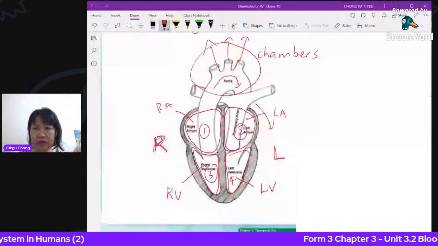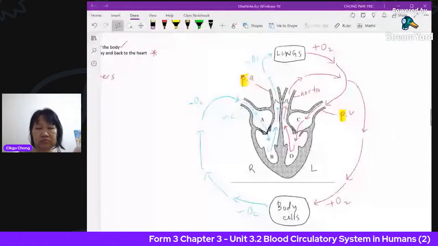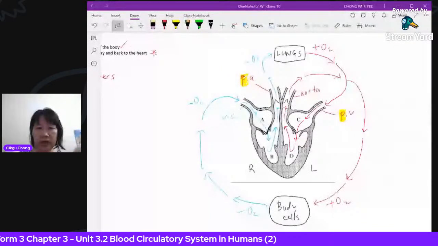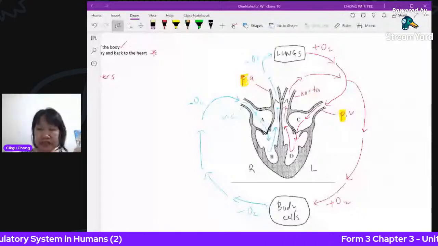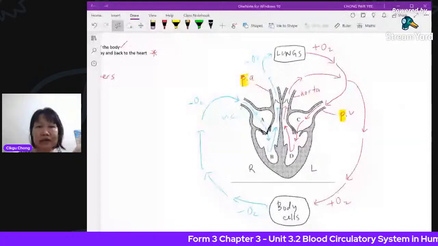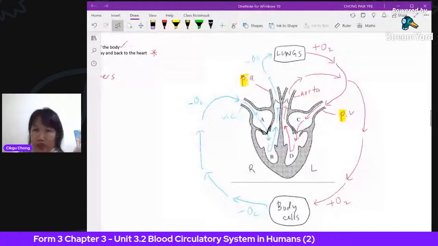And then we also learned about the correct flow, the way the blood flows into the heart and comes out of the heart. You can see very clearly the right side of the heart always has the deoxygenated blood, the blood that has less oxygen because it just came back from the body cells.